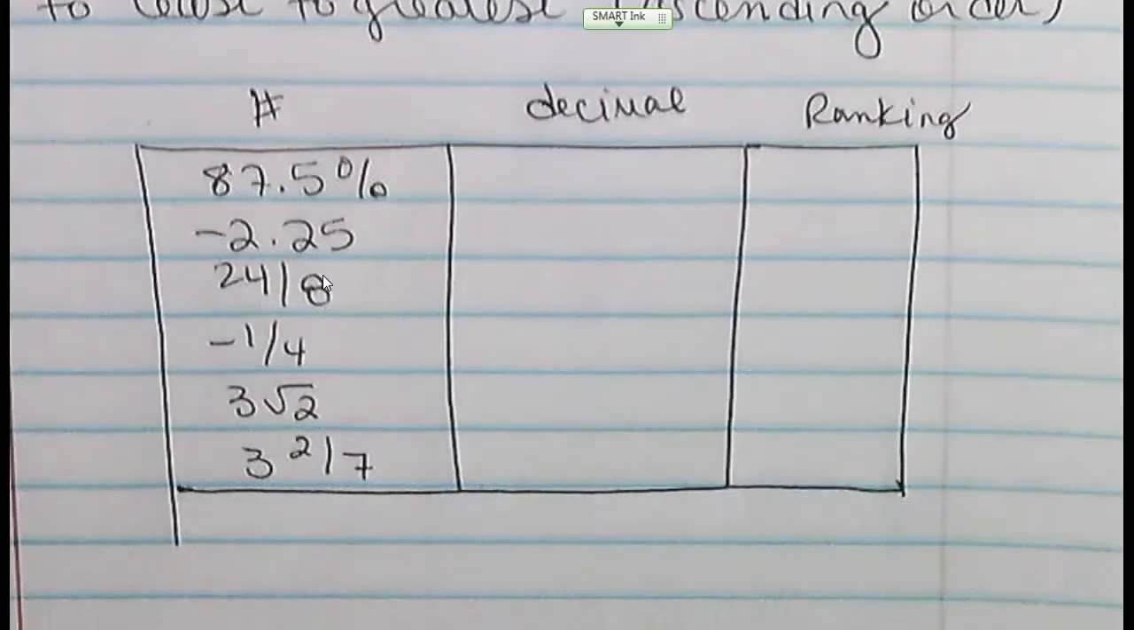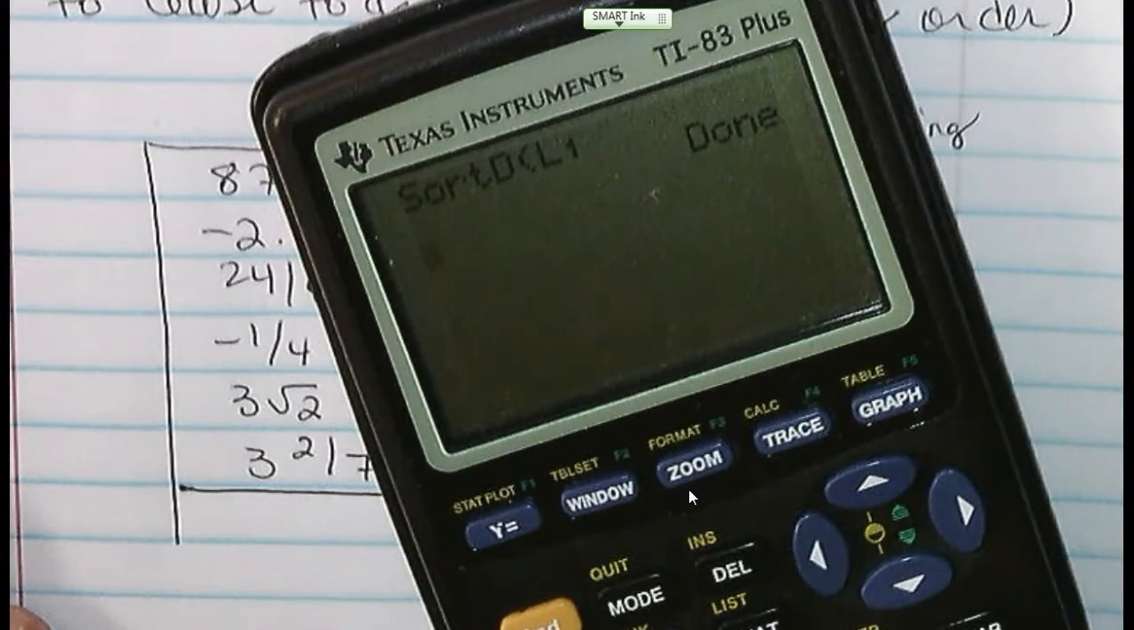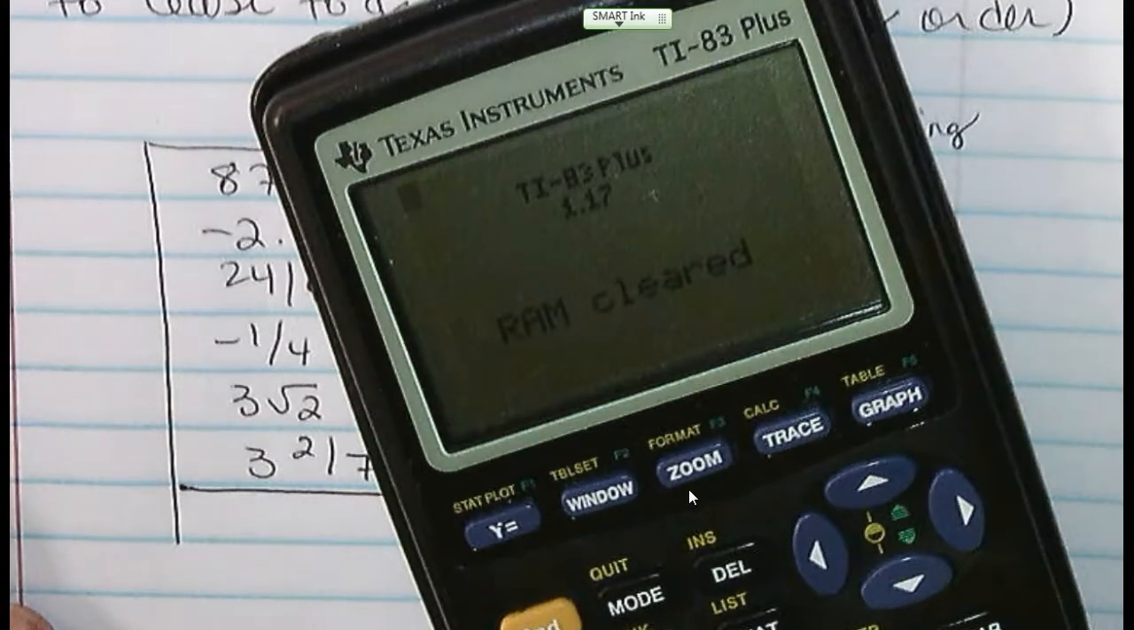So I built me a chart. I've got my number here. I'm going to put my decimals here when I convert it, and then over here I'm going to use my ranking. So I'm using a TI-83 Plus calculator. Now, I've turned it on, and I probably have stuff in here. So make sure you're clearing it, which is second plus 7 1 2. And it should say done.